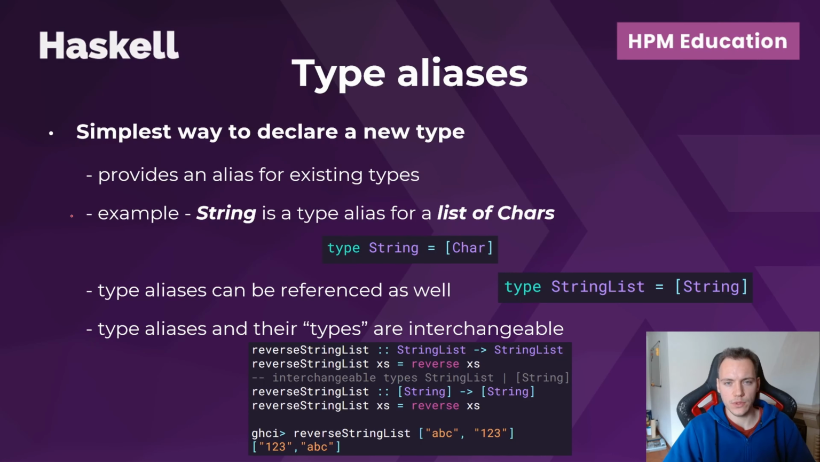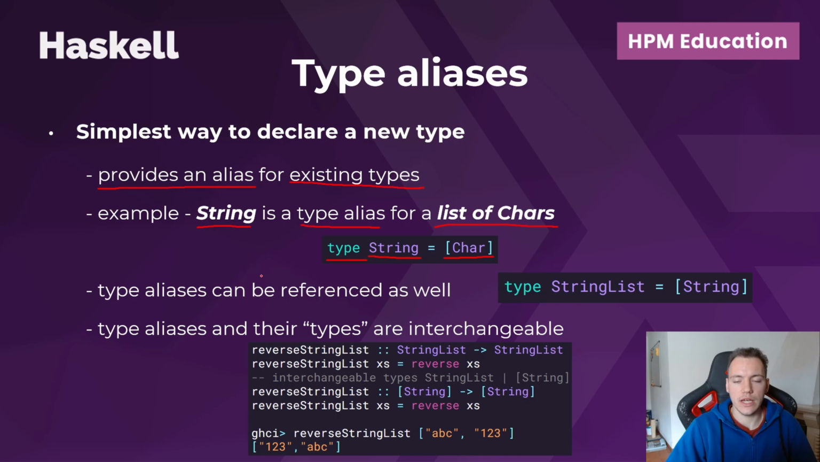We'll start off with the simplest way to define a new type in Haskell, and that is the type alias. Strictly speaking, it's not really a way to define a new type, because type aliases simply provide an alias for existing types. So we already encountered this with String being a type alias for a list of Chars. So we know that String and a list of Chars is the exact same thing. String is just another name for it, an alias. To define type aliases, we use the keyword type and then the name of our type alias and the underlying type that it represents. So in the case of String, that underlying type is a list of Chars.